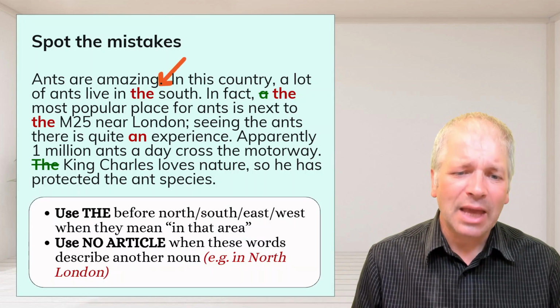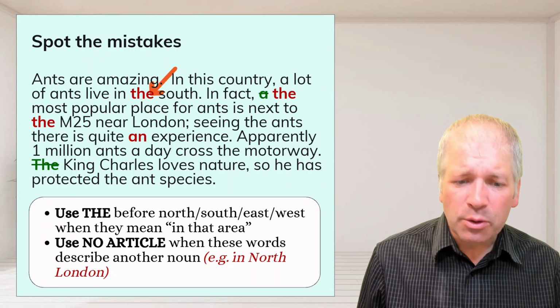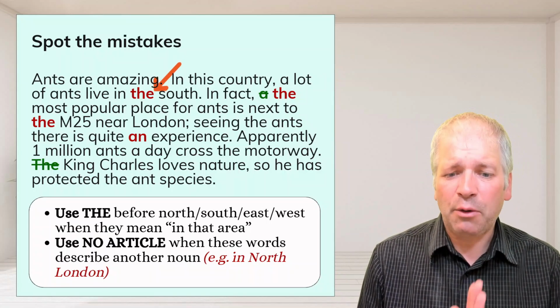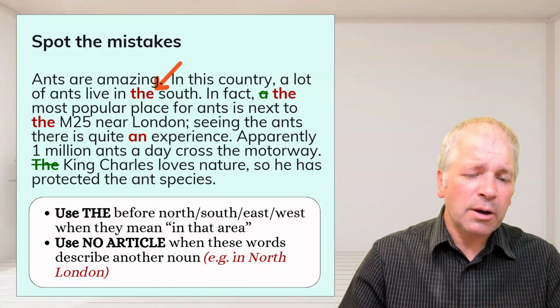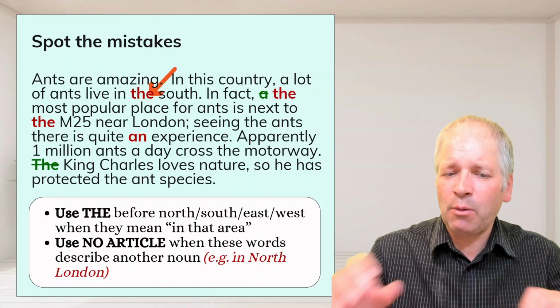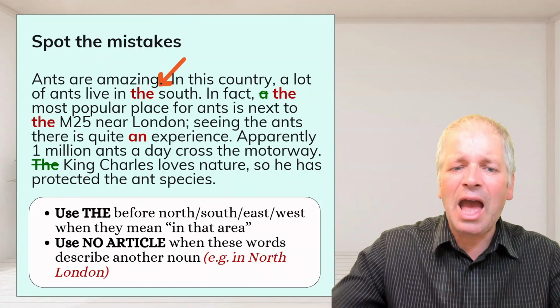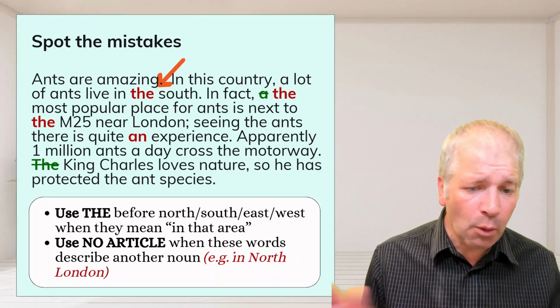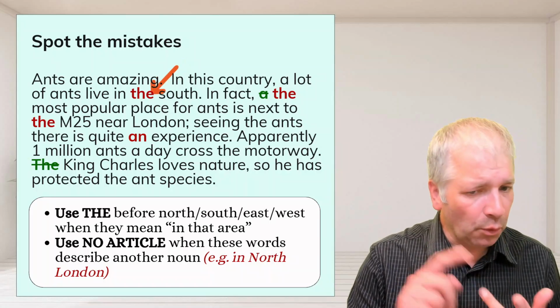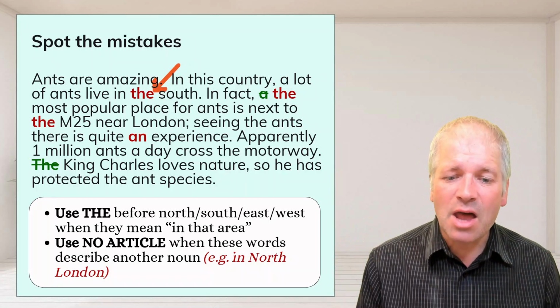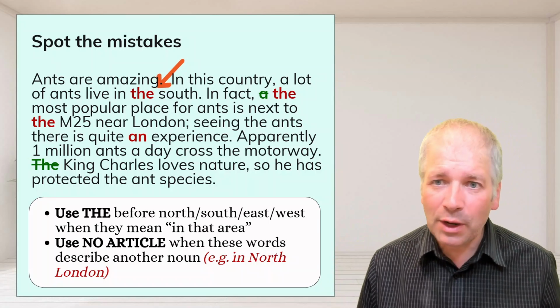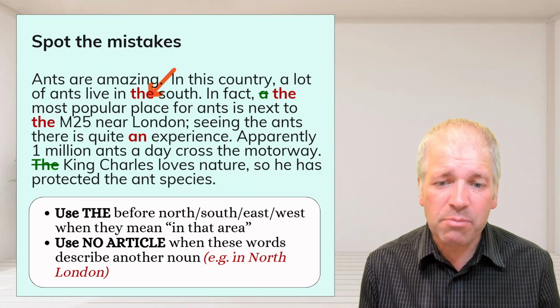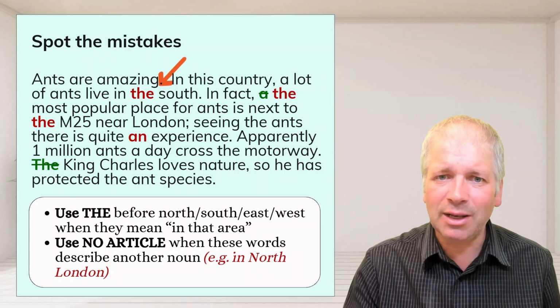First of all, in the South. Use the before north, south, east, west when these words mean in that area. So when we say in the South, we mean the area of the South, a general area. But use no article when these words, north, south, east, west, describe another noun. For example, in North London. No article there because north is describing the noun London.